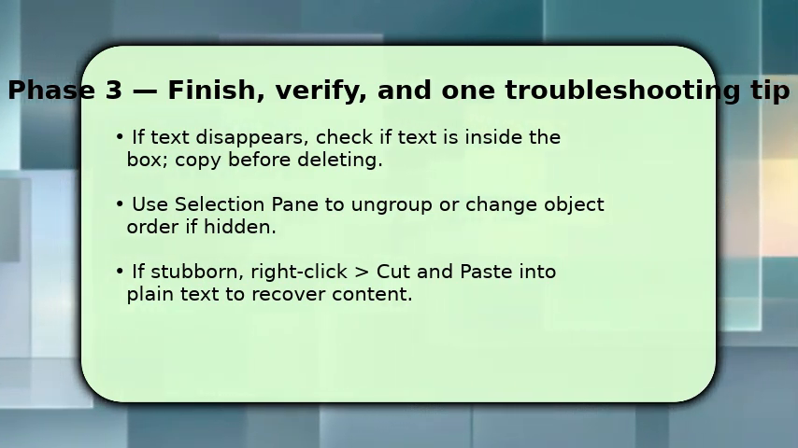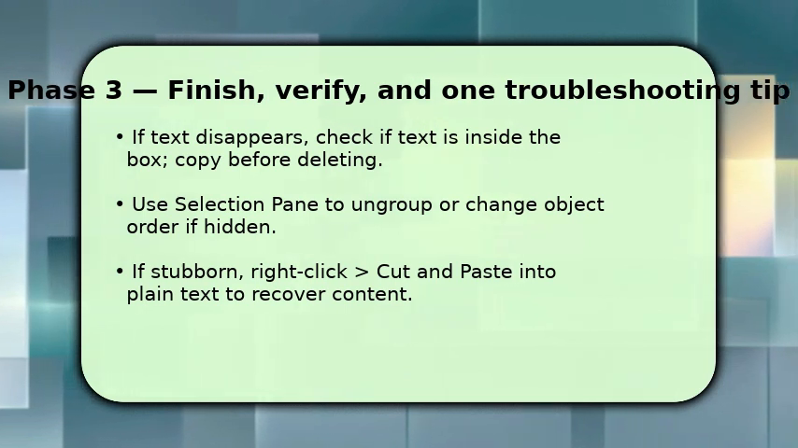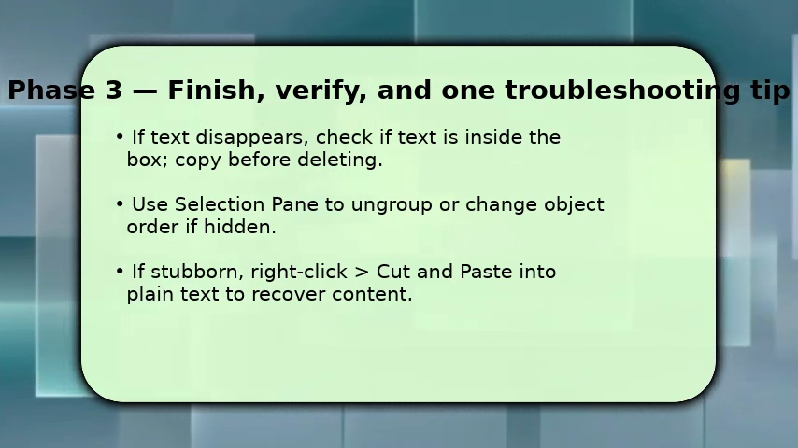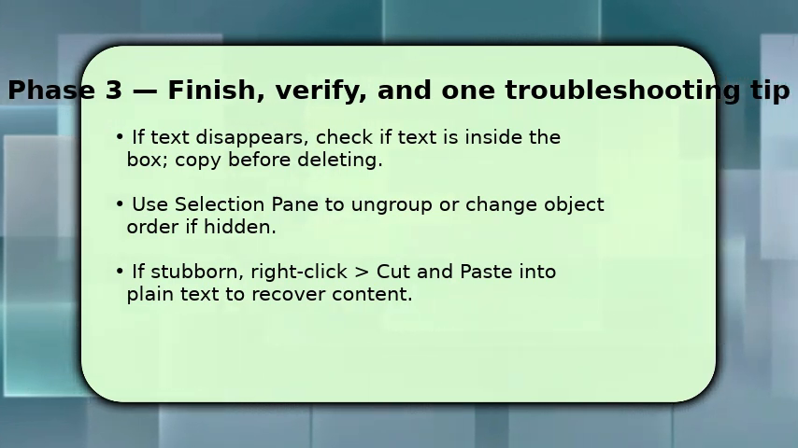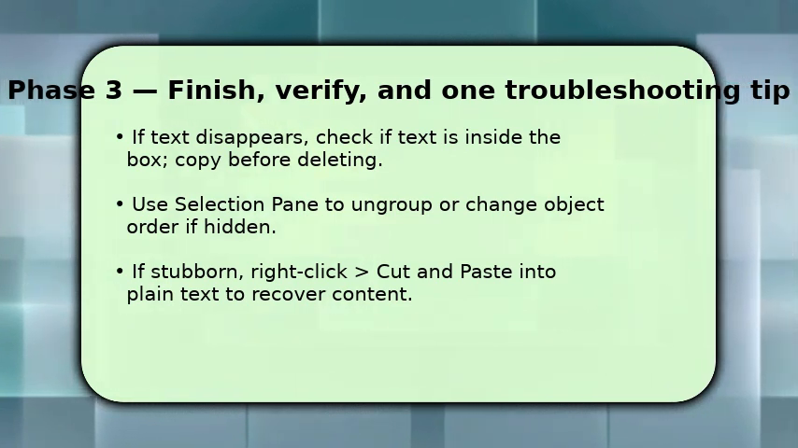Once done, use the selection pane to reveal hidden objects or ungroup them if they're nested. If the object resists, cut it and paste the text into Notepad or Word as plain text to recover formatting. Tip: if things go wrong, press Ctrl+Z immediately to revert.